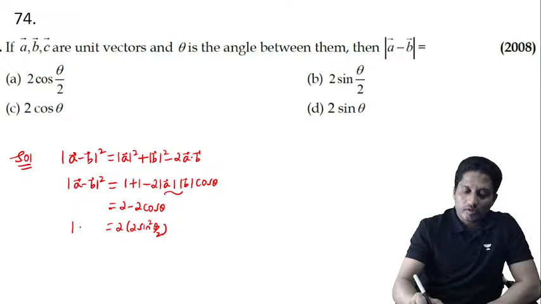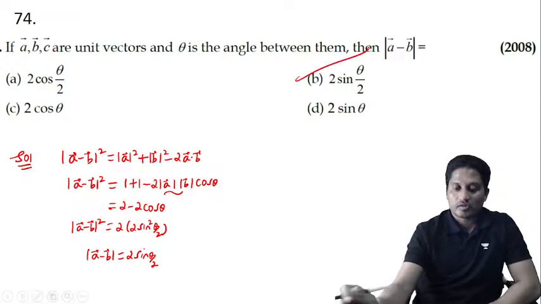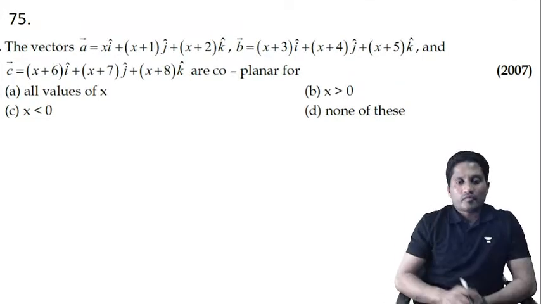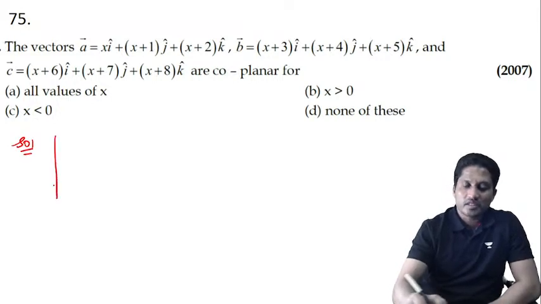Okay, so this is mod of (a minus b) the whole square. If you take the square out, modulus of (a minus b) is root 4, which is 2 into sin theta by 2. Okay, 2 into sin theta by 2, answer is option B only. Let's move to the next question, question number 75. The vectors are coplanar for what value of lambda? Coplanar means box of ABC should be 0, right? That is, determinant should be 0.